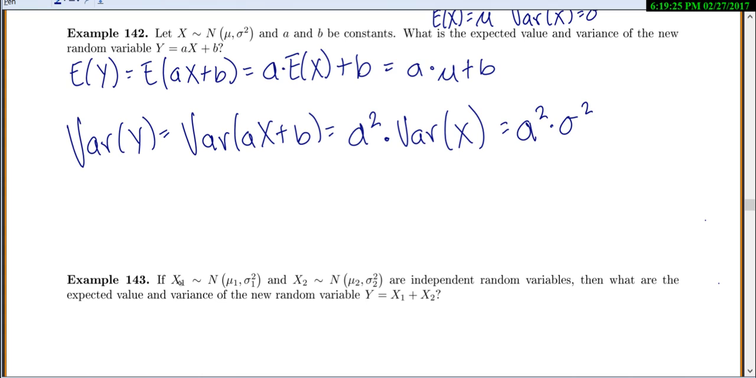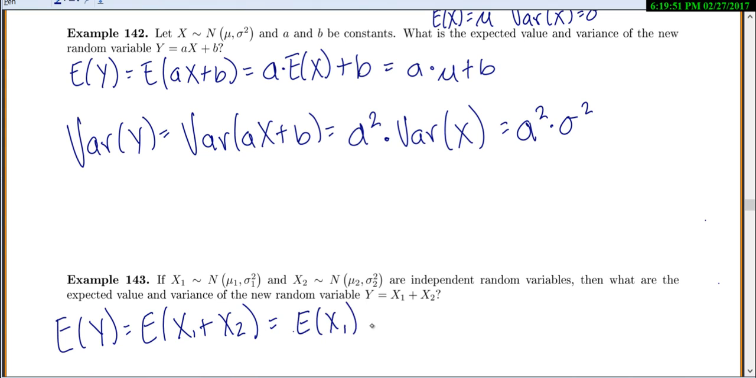For example, 143, let's say that x1 is normally distributed mu1 sigma squared 1, so that's our mean and variance. x2, same thing. And they're independent random variables. Okay, so what would be the expected value and variance if I add them together? So y equals x1 plus x2. So the expected value of y, well, that would just be the expected value of x1 plus x2. And if you're doing expected value, you can just take the expected value of each one individually and then add that together. So expected value for x1 was mu1, and for x2 it was mu2. So in other words, it's saying if you have two random variables and you add them together, you can just add the means.